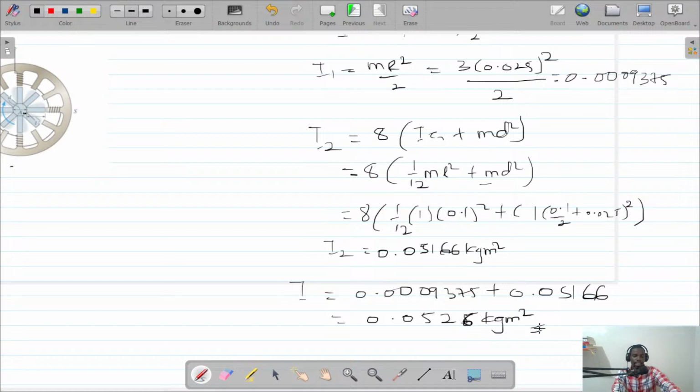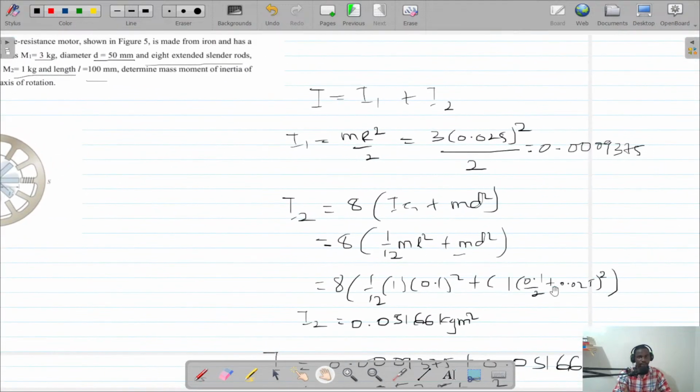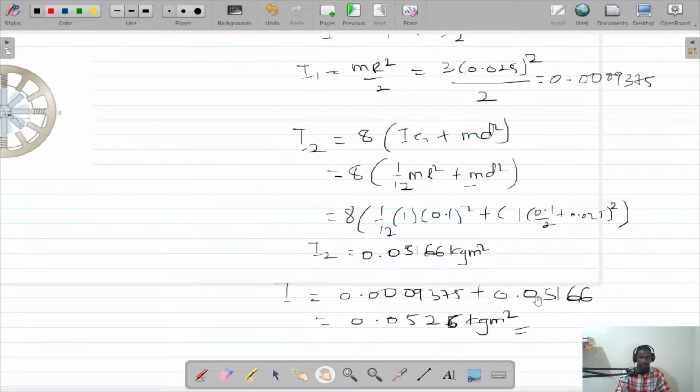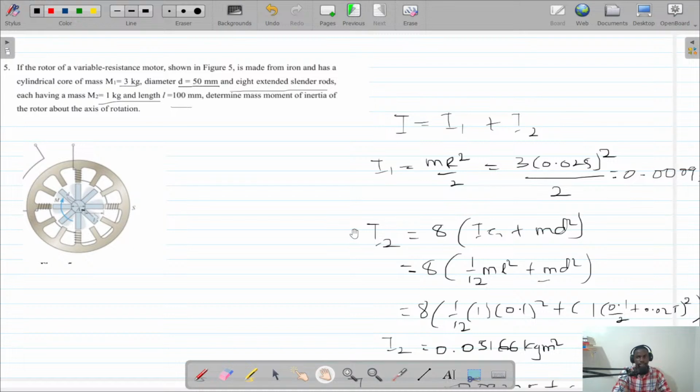Please kindly cross-check the calculations. If I make a mistake, you may prompt me. All right, so the most important thing is the expressions. If you have the expressions, you make the right substitution, you should get the right answer. Okay, any question on this?